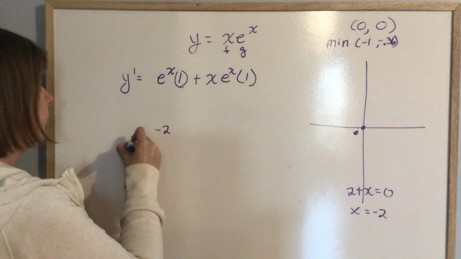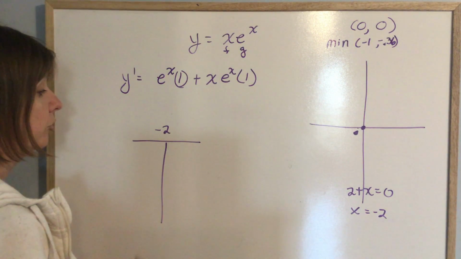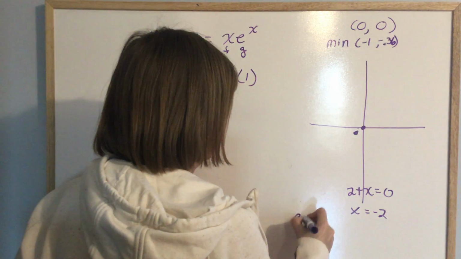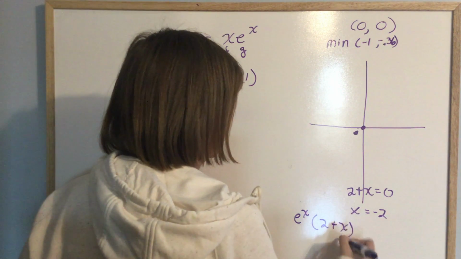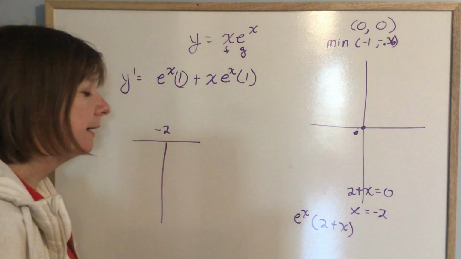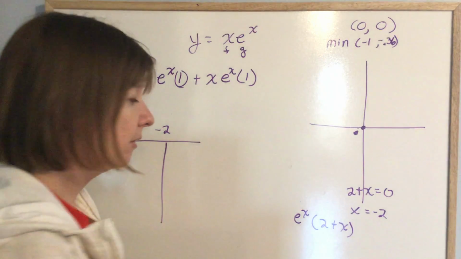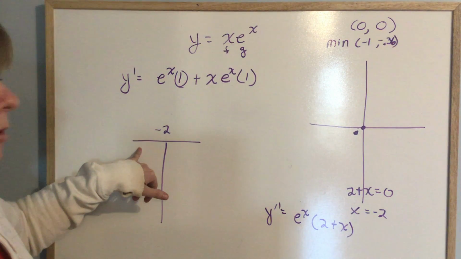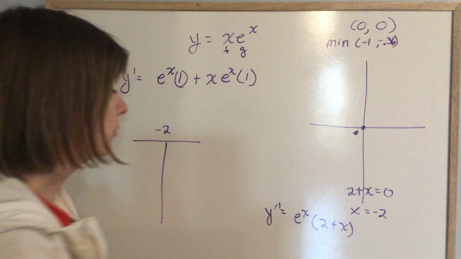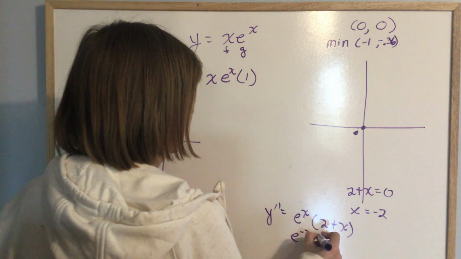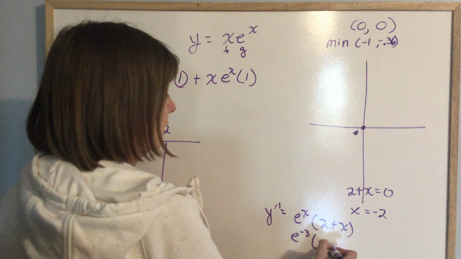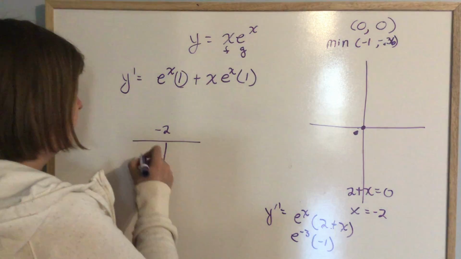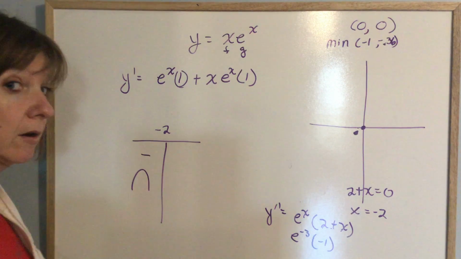So I'm going to erase this again so that I have some space. So at -2, that's my test. Oh shoot, I needed my question. It was e to the x, 2 plus x. That's what it was. So that was my second derivative. I erased it and almost forgot it. So if I pick a number less than -2, say -3, then I have e to the -3, and 2 plus -3 would be -1. And if I put that in my calculator, I'm going to end up with a negative number, so it will be concave down.